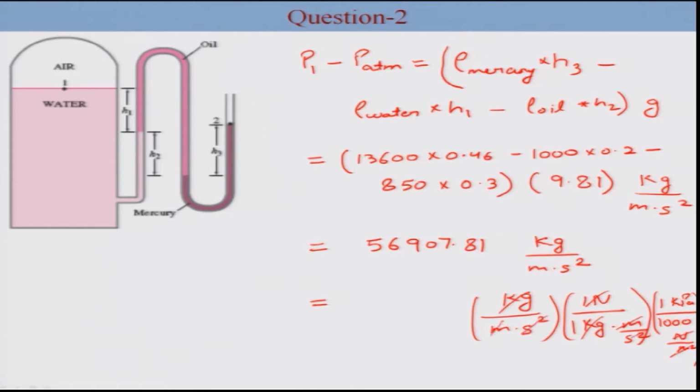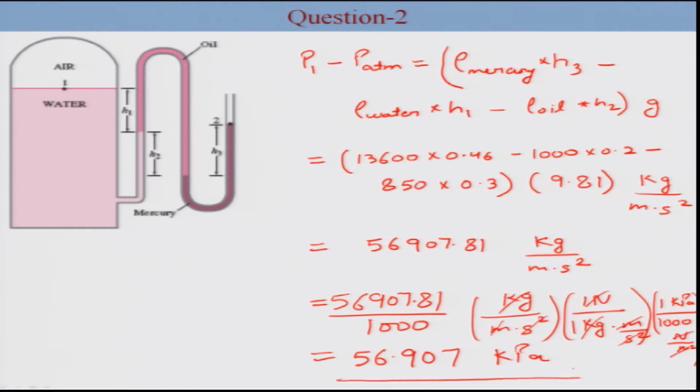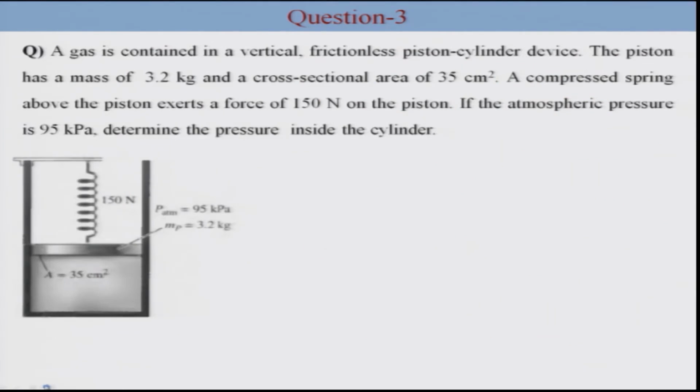This will get cancelled and we will get 1 by 1000, and this is 56.907 kilopascal. So, the gauge pressure of air has this value in the tank. Moving to the next question.